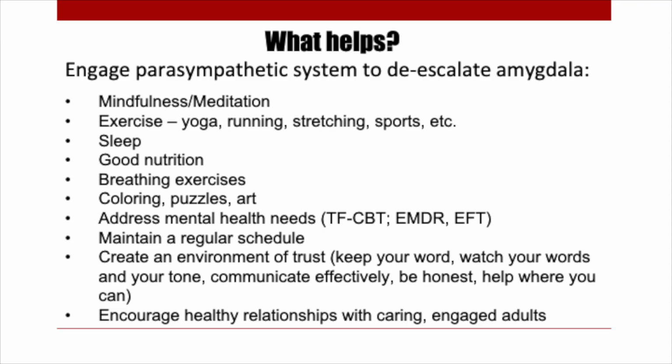It's especially important that you keep your word. Watch what you say and watch how you say it. Communicate effectively and transparently. Be honest and help where you can. And you want to encourage healthy relationships with caring, engaged adults. That's the number one predictor of children getting through these adverse childhood experiences.